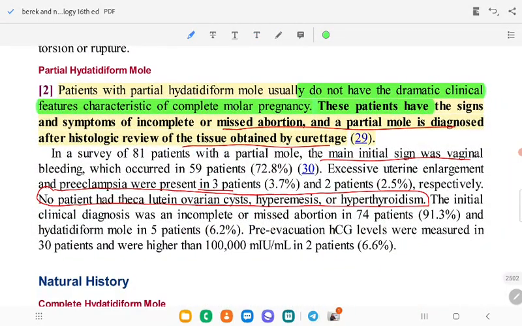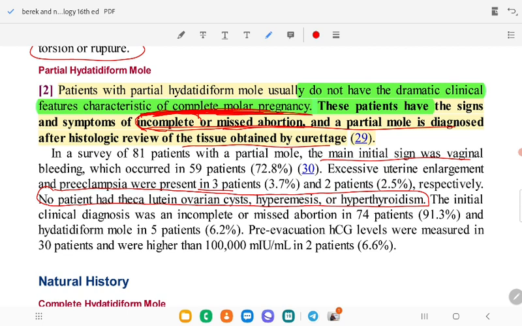Partial moles, what are the complications? Patients with partial mole don't have the dramatic clinical features characteristic of the complete mole. So these patients have the signs and symptoms of incomplete or missed abortion. Remember the difference from the complete mole. All these things like preeclampsia, hyperthyroidism, theca lutein cysts, and respiratory distress problems are more common in complete mole. In partial mole, the presentation is more likely to be like incomplete abortion and missed abortion, and a partial mole is diagnosed histologically by pathology. No patient develops theca lutein ovarian cyst, hyperemesis or hyperthyroidism. Okay.